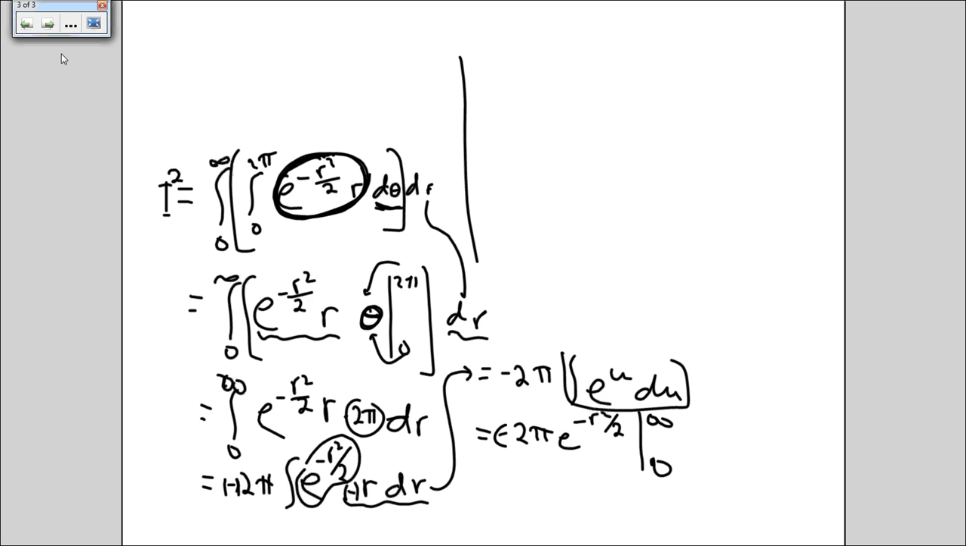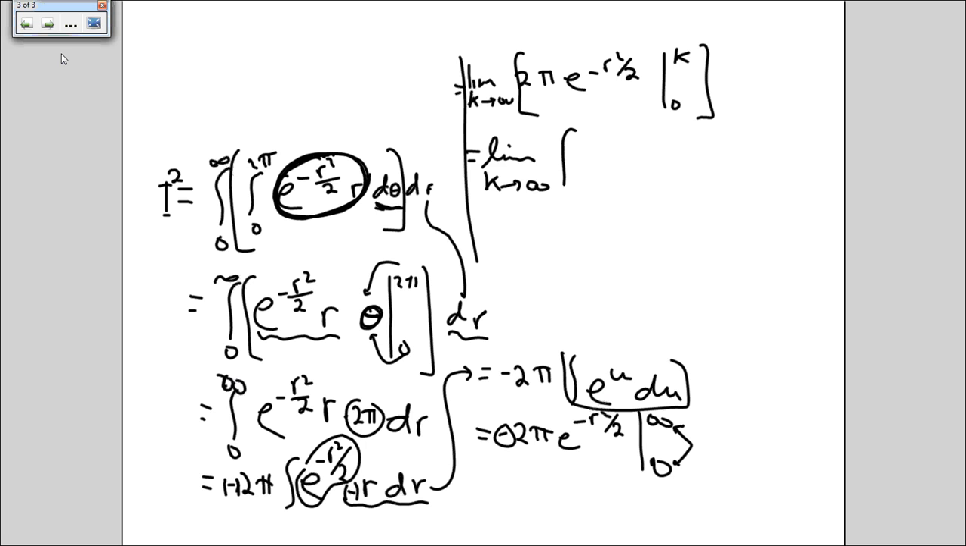And that negative sign, I hate it, so you know me, I changed the limits. So we have 2 pi e to the negative r squared over 2, and we want to evaluate it from 0 to infinity. But we can't plug in infinity. We call it k, and then we take the limit as k goes to infinity. Well, let's first find out what this is. We'll take the limit at the very end.